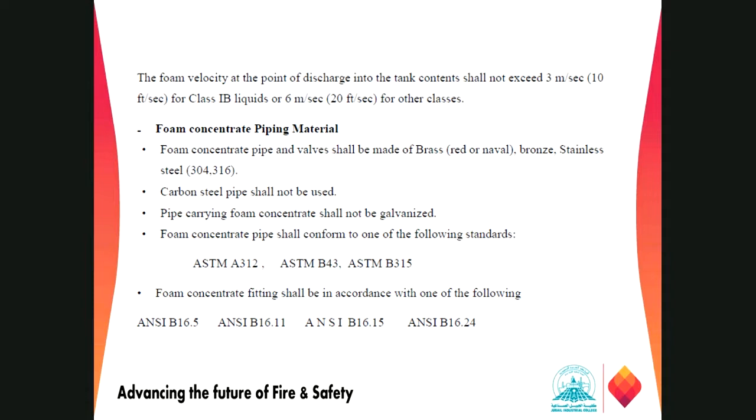Now we have the types of piping we need for the concentrate pumps, right? Materials. We discussed in the beginning that the foam concentrate pipe and valve shall be made of brass, bronze, or stainless steel. Carbon steel piping cannot be used for the concentrate piping because it will corrode easily, and it shall not be galvanized either. So we cannot use carbon steel pipe, even if it is galvanized. It is not allowed for our project.